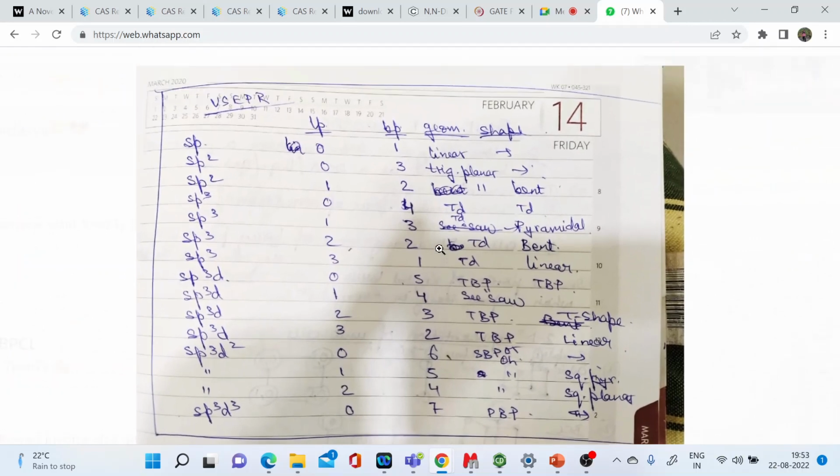Okay. So in this case, we can see that there are five bond pairs and no lone pair for this complex. So the geometry will be trigonal bipyramidal as well as the shape will be trigonal bipyramidal. You guys can take a screenshot of this. It will be helpful for knowing the geometry and shape of different main group compounds.